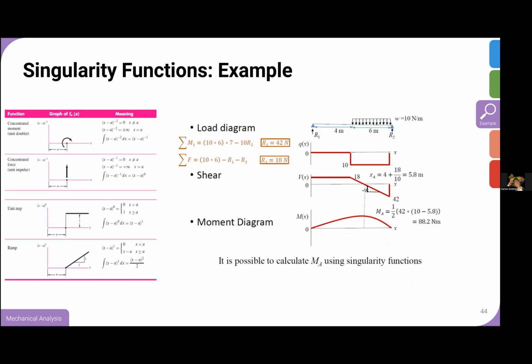This is our first example. If you go to your Canvas page, the first question should be singularity functions example 1 or something like that. Why don't we have everyone pull that up? Because we just have a simple beam load here, and we have a unit step distributed load that starts at 4 meters and goes all the way to the end of the beam.